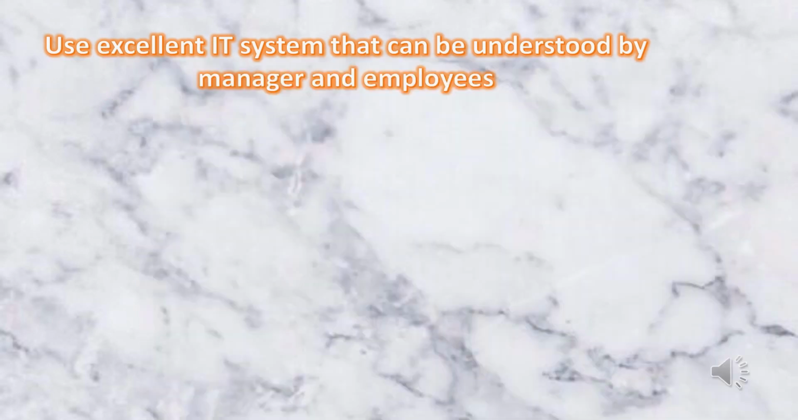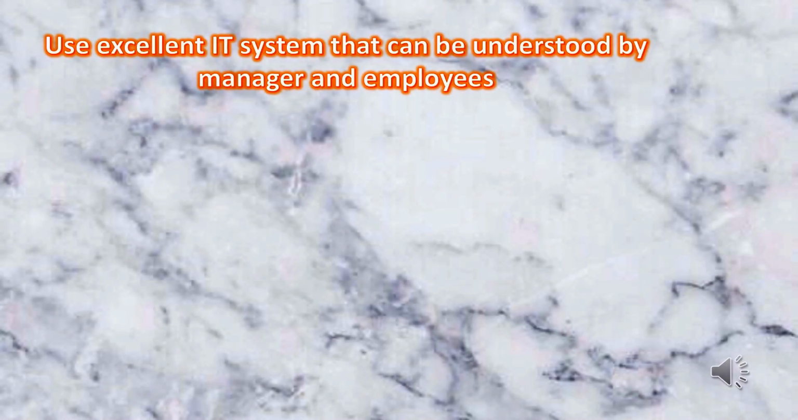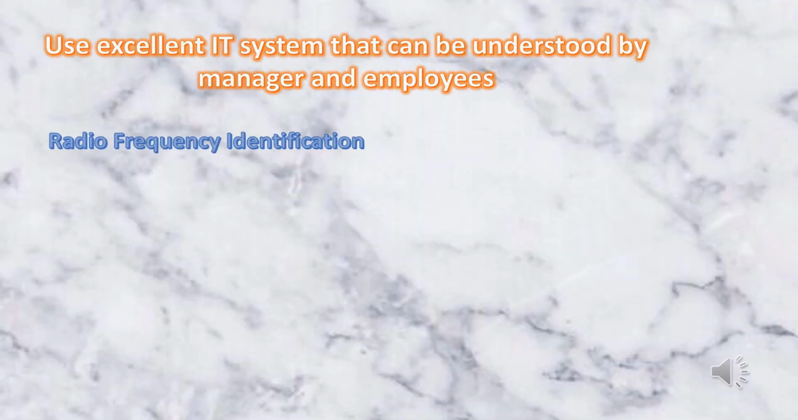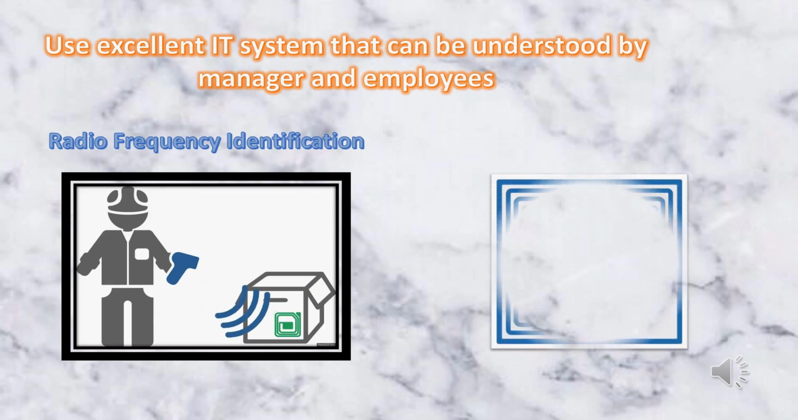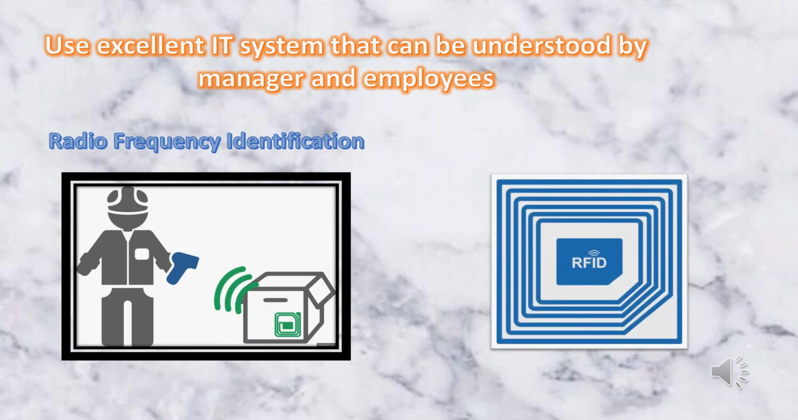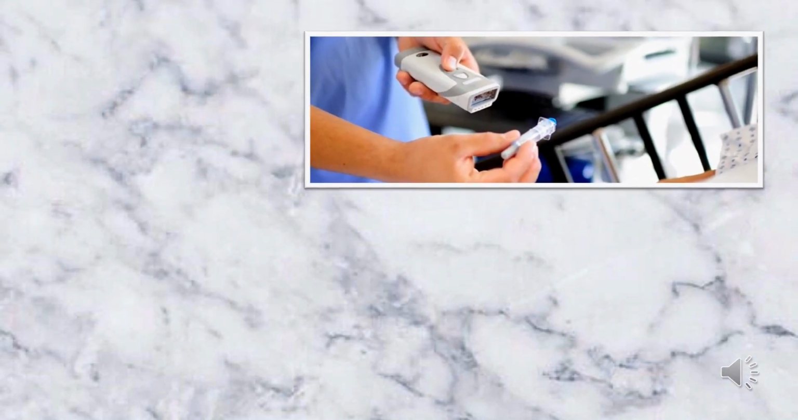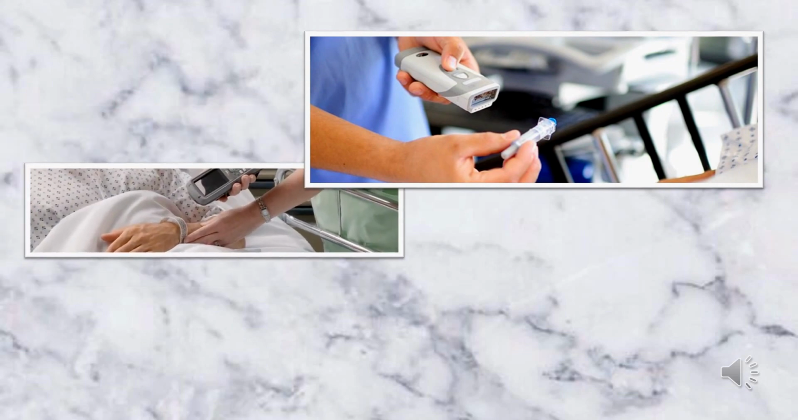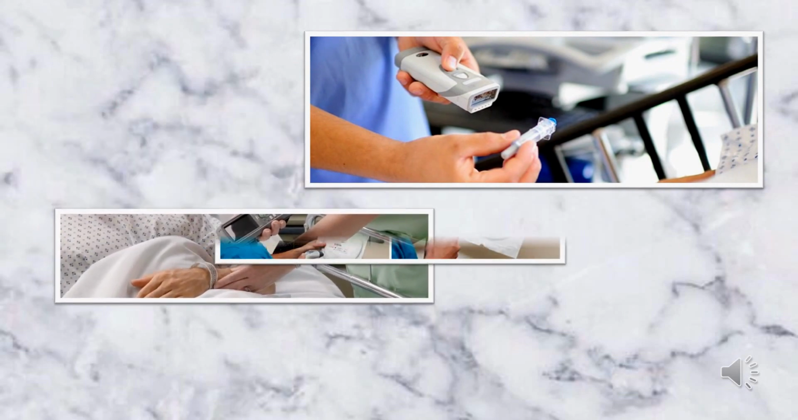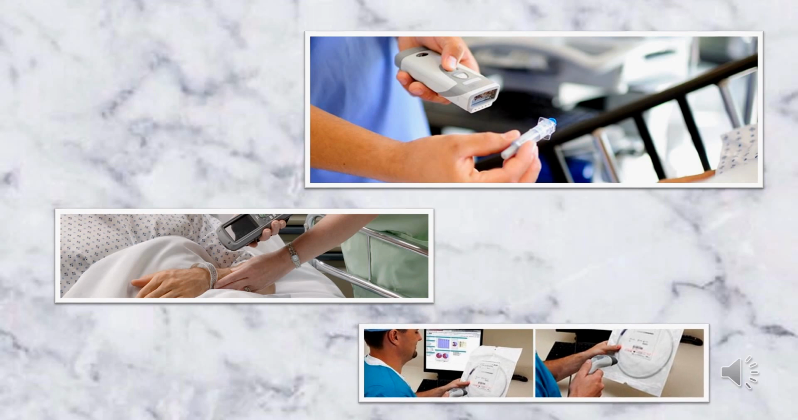The second way to reduce inventory costs is by using an excellent IT system such as RFID technology that can be understood by managers and also employees. Well, RFID technology actually offers very great potential to reduce the cost and improve the material management and also the inventory operations throughout the hospital and other healthcare facilities.